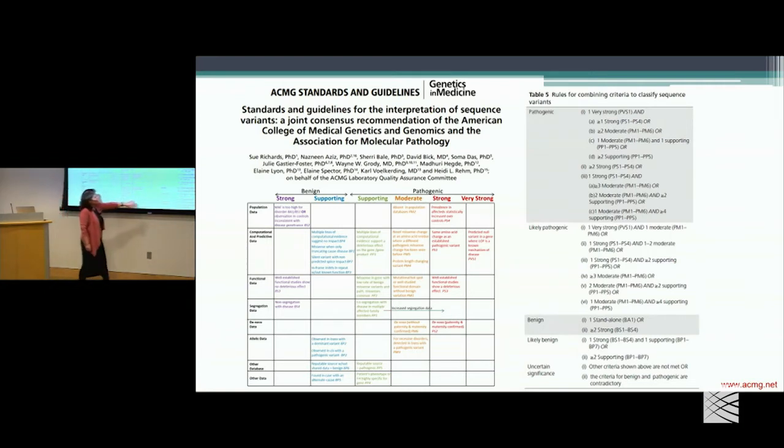And then we came up with a bit of a menu of how you combine different pieces of evidence with these different strengths to arrive at the pathogenic, likely pathogenic, benign, likely benign, and uncertain categories, which, as you'll see later, could probably be subject to some rearrangement.